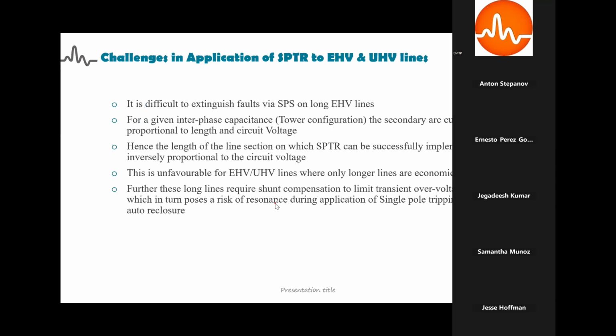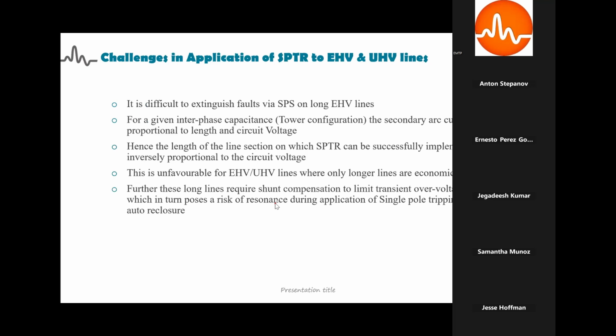So what are the challenges in application of single pole tripping and auto reclosure? First of all, it is very difficult to extinguish the fault in the case of long EHV lines. As we just saw, the capacitance from the adjacent phase supplies the arc. If it is a long line, the capacitance is big, so it will continue to supply the arc for a longer period of time. So the first difficulty is that for longer lines, it's difficult to apply single pole tripping.